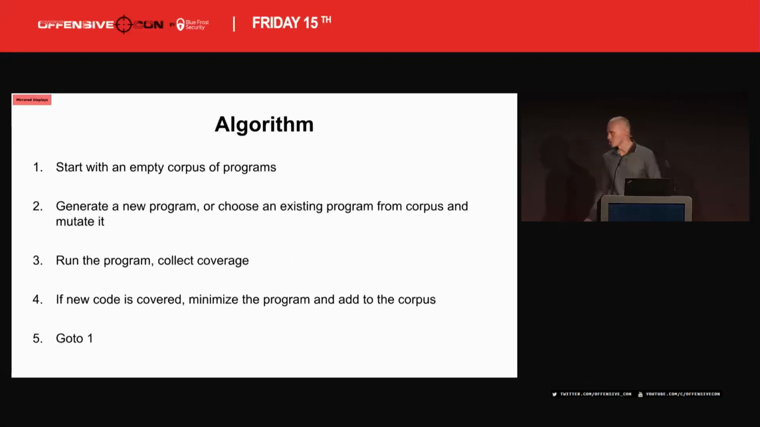The fuzzing algorithm is quite usual. It's the same for every generation-based fuzzer. You maintain a corpus of programs, and on each step you either generate a new program or mutate one of the existing ones. You execute it and collect coverage, and if there's any new coverage, you add it back to the corpus. If there's not, you throw it away, and you repeat until you're done.